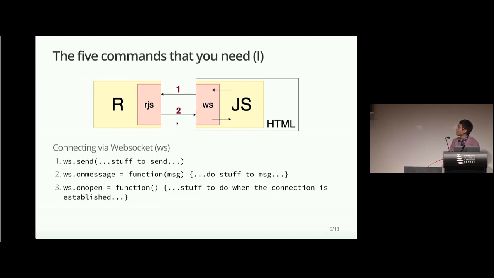Once you have this set up, let's say you click something on the JavaScript side and you get some data, which is in a list. To send it to R, you have this command, ws.send. That information will be sent to R, and you do some R package processing there, and it comes back to the ws.onmessage. This is the function that handles your message.